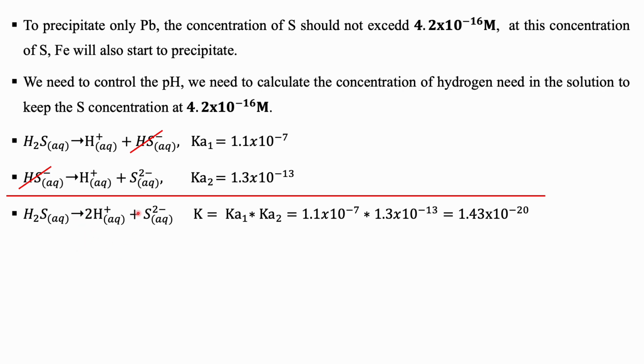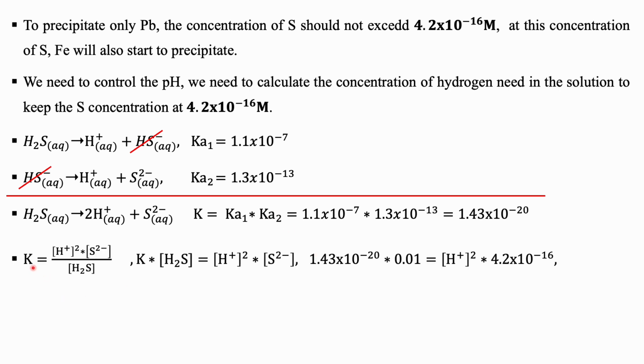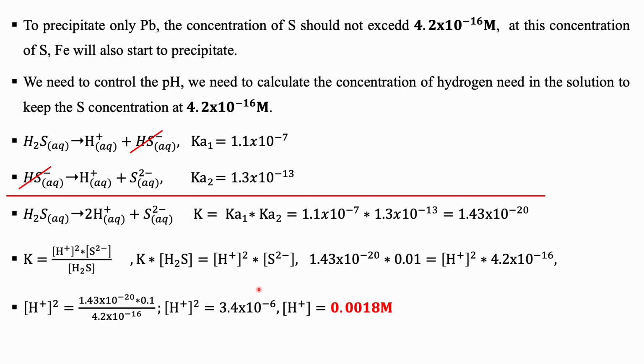Then we calculate what the concentration of the acid will be, so that the S2- concentration stays at 4.2 times 10 power negative 16. If you write the expression of this overall reaction, we have the H+ squared multiplied with the concentration of S2- over the H2S concentration. Then we can replace the values and find the concentration for H+. So if we do the arrangement and the calculation, we will see that the concentration for H+ will be equal to 0.0018 molar.